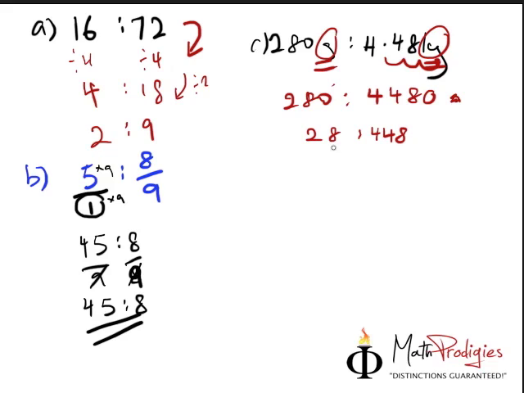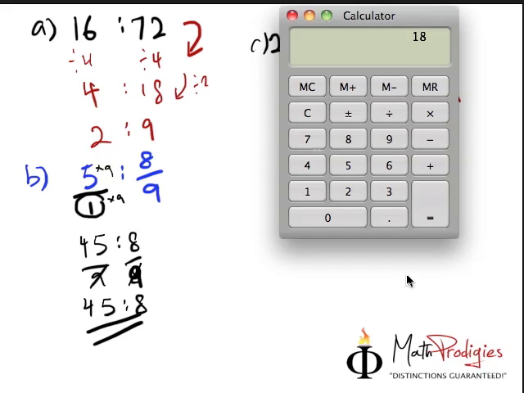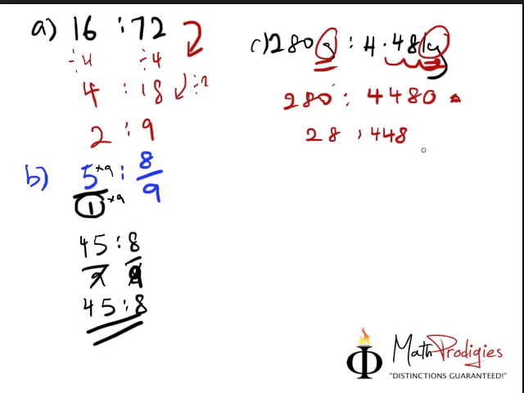Now, 28. Can we divide 448 by 28? Let's try. 448 divided by 28. Yes, we can. We have 16. Therefore, if you divide both sides by 28, what do we get? 28 divided by 28 gives you 1. 448 divided by 28 gives you 16.